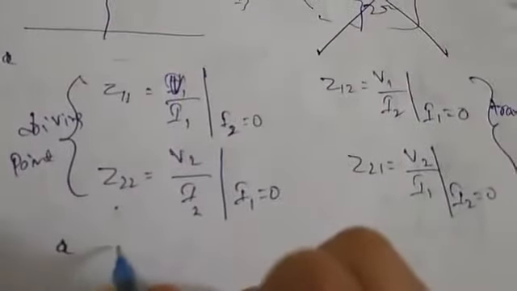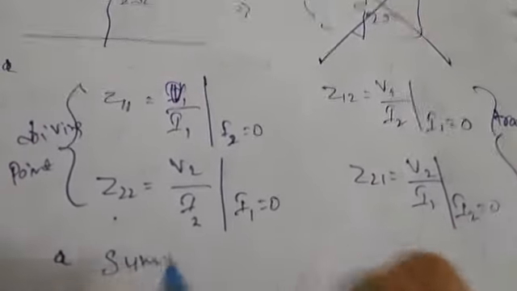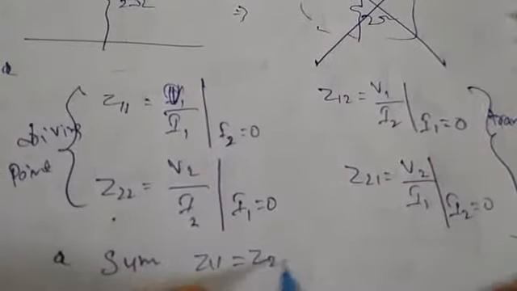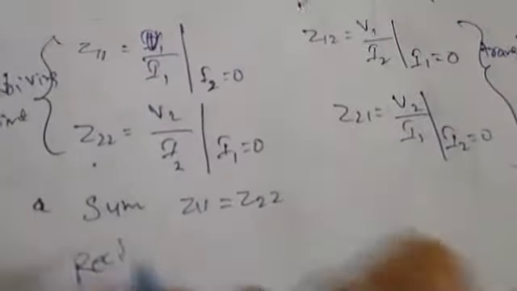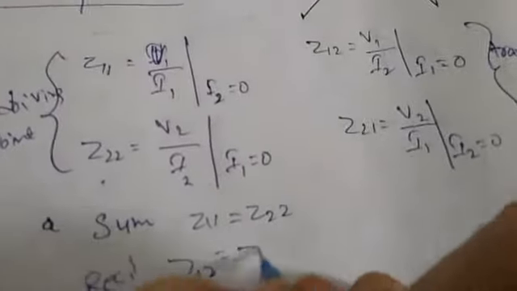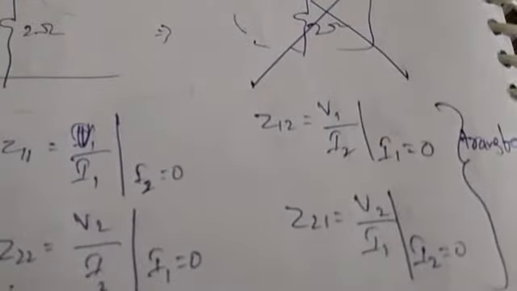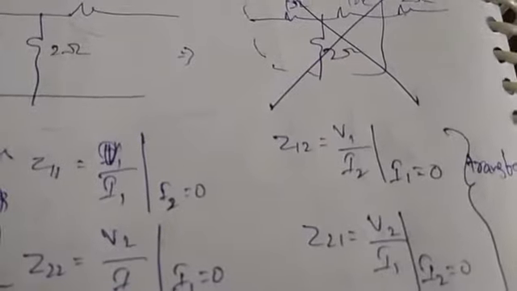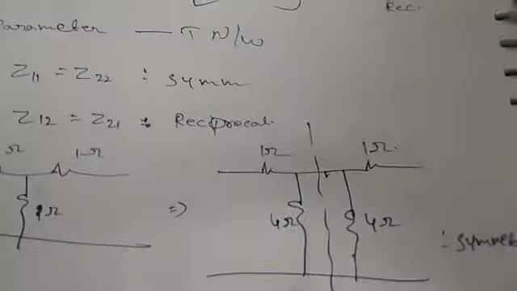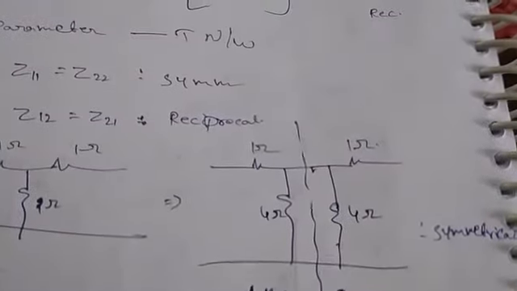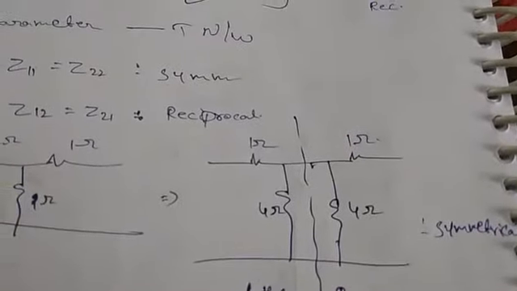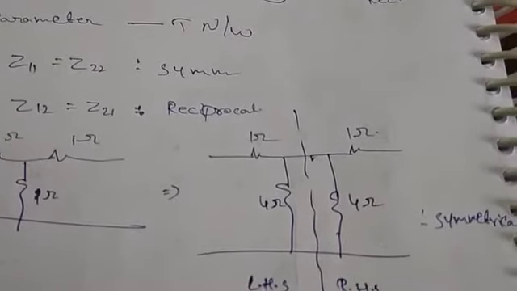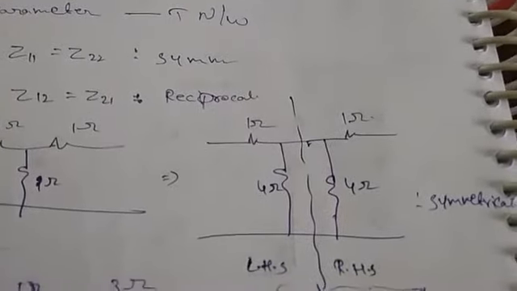Next, the symmetrical and reciprocal conditions. For symmetrical, Z11 equals Z22. For reciprocal, Z12 equals Z21. Because the conditions are all based on open circuits, Z parameters are termed open circuit parameters. The calculation of Z parameters is very easy for T networks; compared to a pi network, T network calculation is very easy.